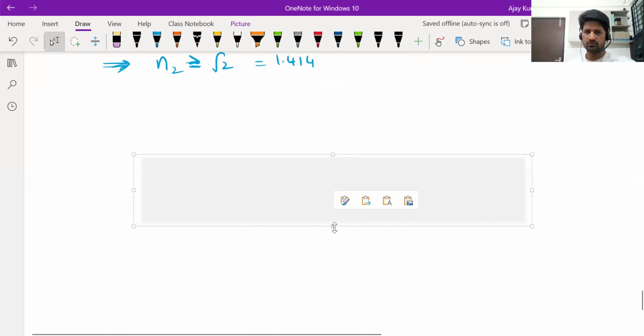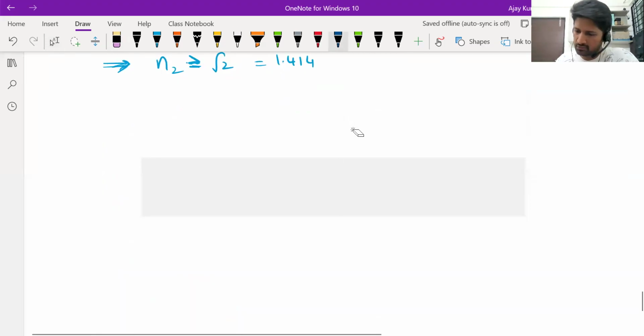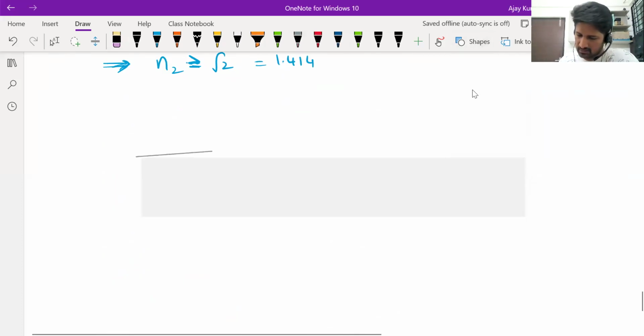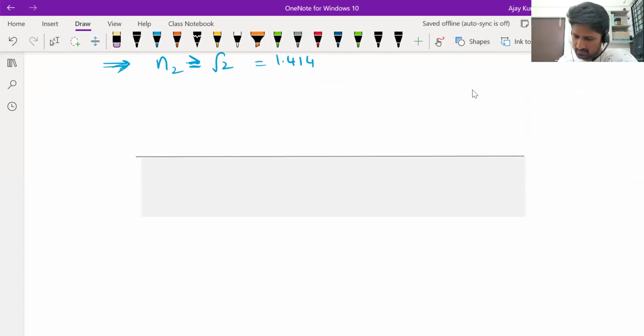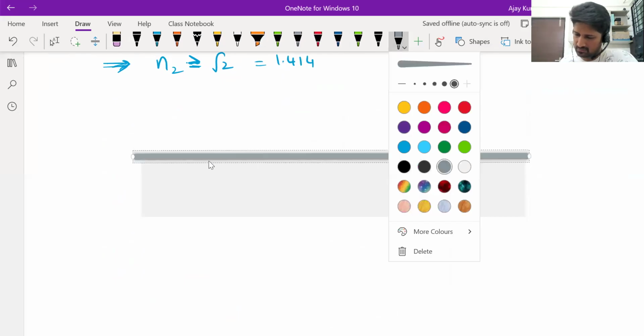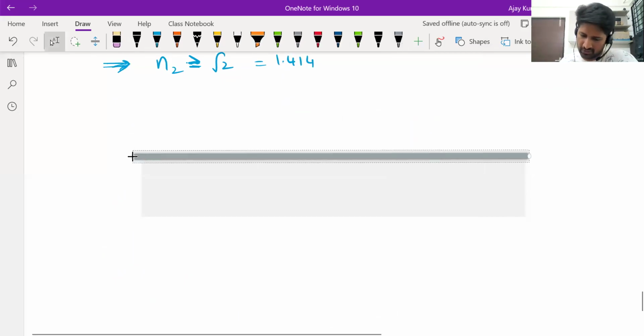Let's say this is the actual material through which light passes. So usually what they do is around this material, they coat another material, which is also flexible.